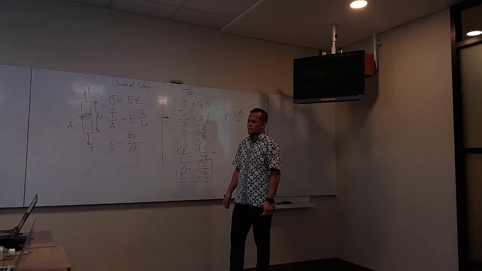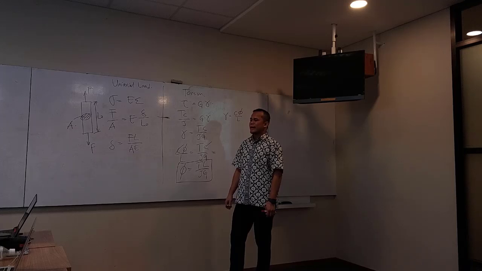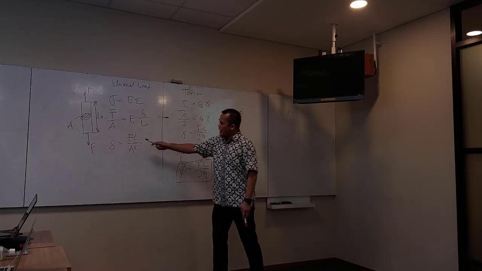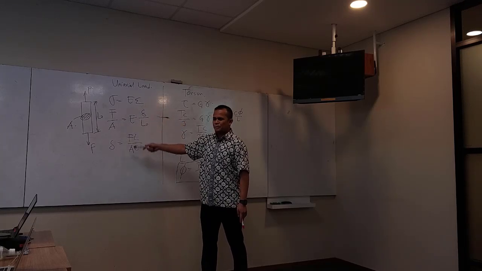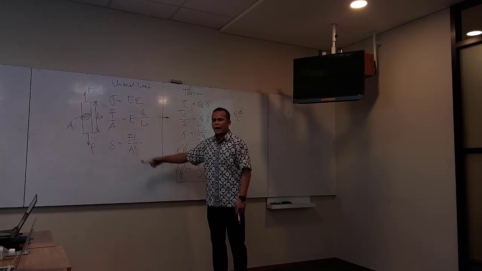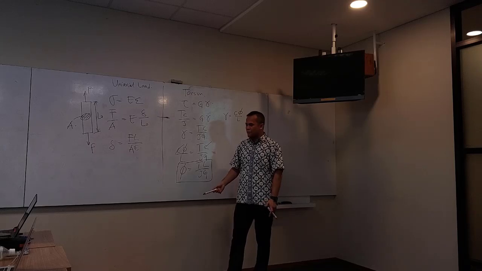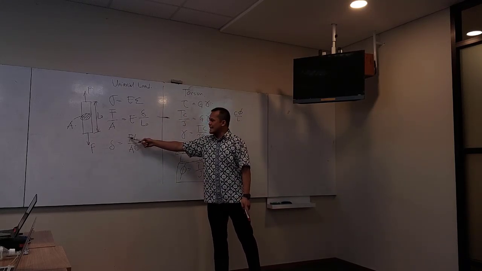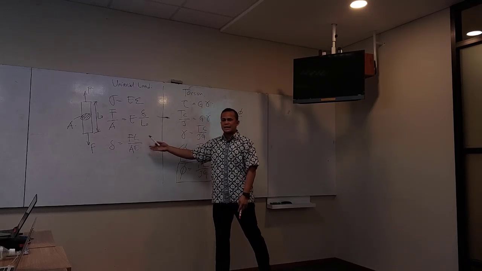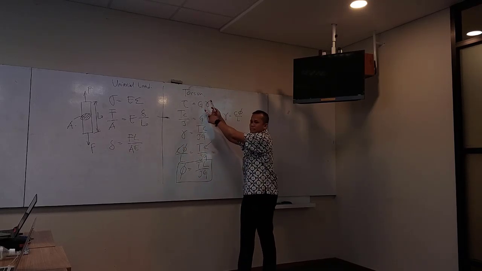Because this is very elementary. Make your brain work. FL over AE, how can you remember this one? Just a simple derivation. Then how can the torsion be derived? I don't want to do this one. Just remember that this parameter is represented exactly as it is in this term.